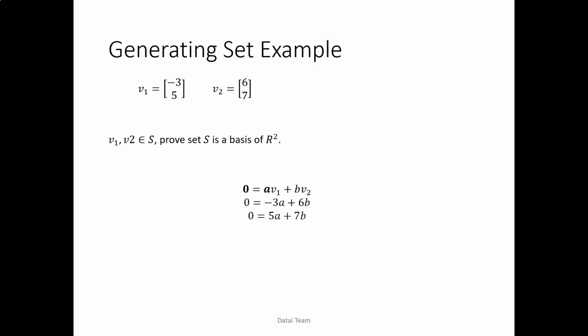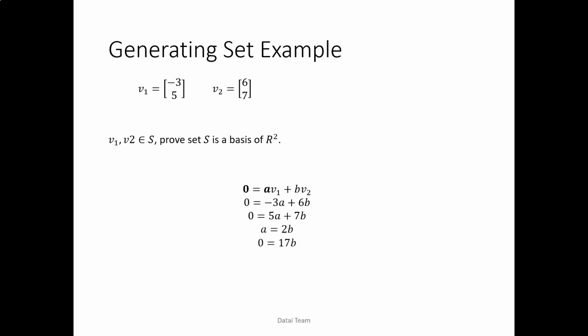So to prove that it is a basis for R2, we have to see if they are linearly independent or dependent. So we have the 0 vector equal to av1 plus bv2, and we have -3a plus 6b equal to 0. Those are the x values. And we have 5a plus 7b equal to 0 as well. That's for the y values. And if the only a and b values that satisfy those equations are 0, we can say that they are linearly independent and they are a generating set.